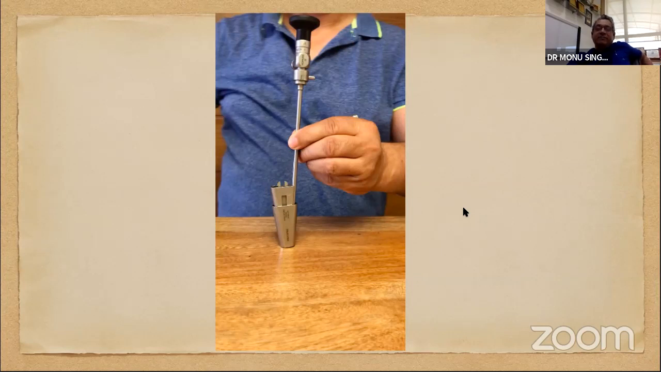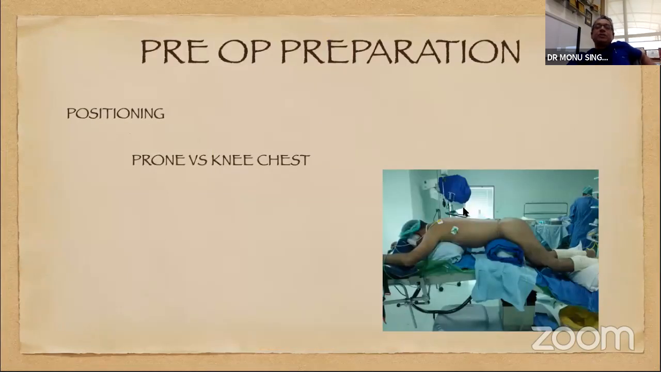Go on to the right side after that. Positioning. A lot of people are doing knee chest position for the simple reason that it is not a very long procedure in their hands. It takes hardly about 25 to 30 minutes for them to finish everything.